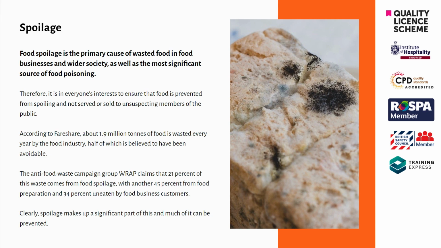According to FairShare, about 1.9 million tons of food is wasted every year by the food industry, half of which is believed to have been avoidable. The Anti-Food Waste Campaign Group, RAP, claims that 21% of this waste comes from food spoilage, with another 45% from food preparation and 34% uneaten by food business customers. Clearly, spoilage makes up a significant part of this, and much of it can be prevented.